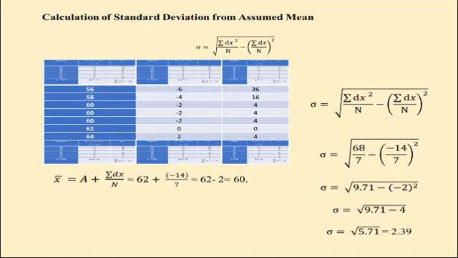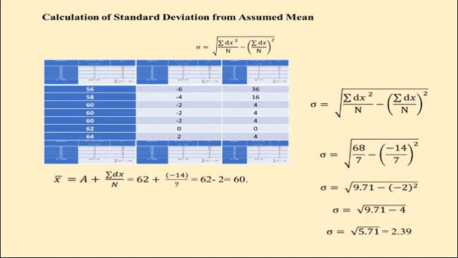Now, rest of the values will be calculated in similar pattern. Then we have to calculate the total of dx square, which is 68, and the total of dx is minus 14. N is 7. Now put the calculated values in the formula to calculate the standard deviation.